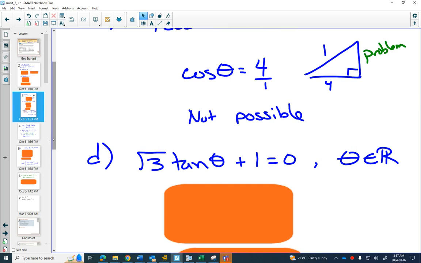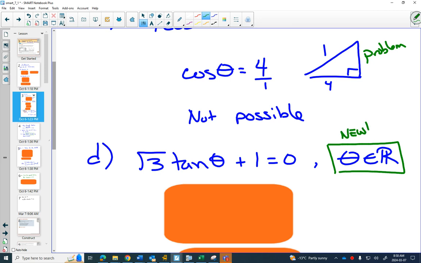And now we're going to introduce something new. This is chapter 7. This is what is new. Chapter 6, they always gave you a domain. 0 to 2 pi. Sometimes in your homework, you notice they went negative 2 pi to 2 pi, extra annoying because you had to find more answers. That was chapter 6. Chapter 7 is saying, let's just do everything.